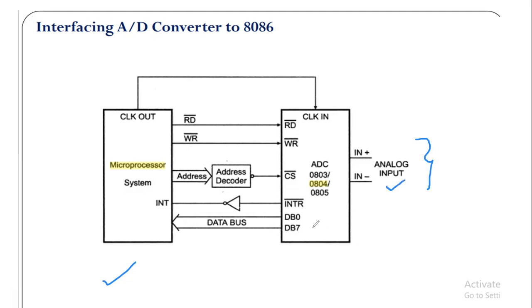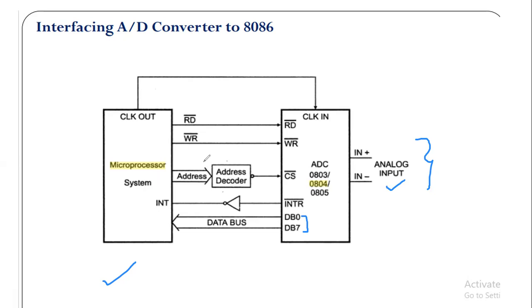The ADC converts this analog input to digital output, and the digital output is available at DB0 to DB7, and this is connected with the microprocessor. So this is connected with the data bus of the microprocessor. Now here the INTR signal of the ADC is connected with this INT input. The address bus of the microprocessor is connected to the chip select signal of the 0804 ADC.